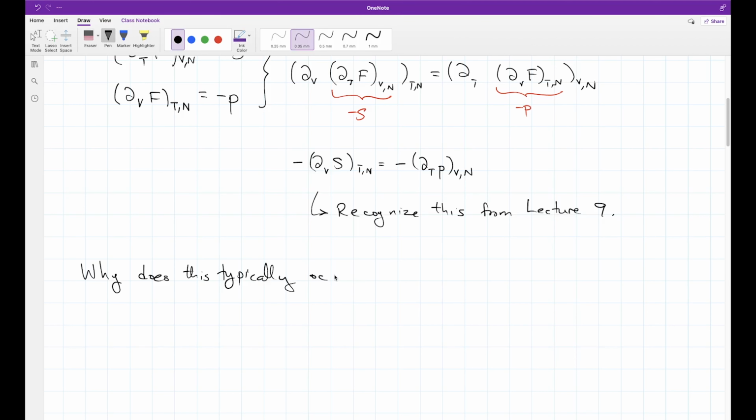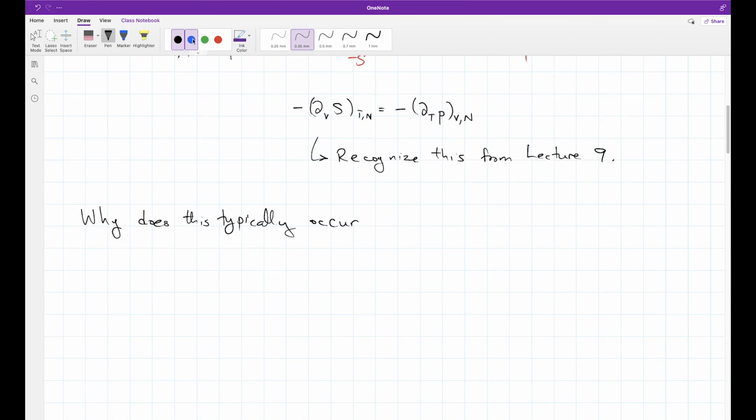Well, the answer is that when we think about what we can experimentally measure, it would more typically be objects like this. Objects that involve temperature, pressure, volume. These sorts of objects are easy to measure in the lab. On the other hand, entropy is quite hard to measure in the lab, and chemical potential can be challenging as well. And so we'll often want to take some derivative of entropy and turn it into a derivative of something easier to work with.